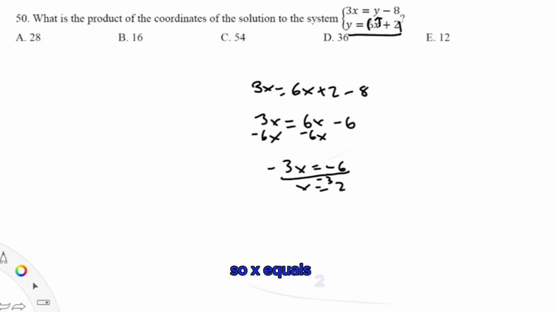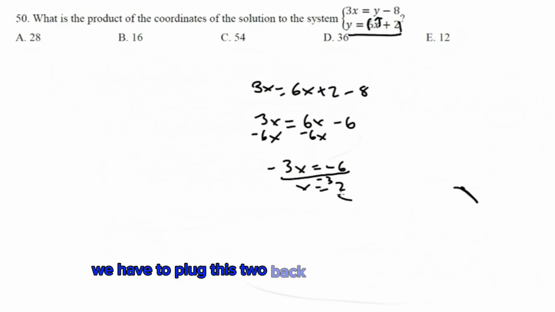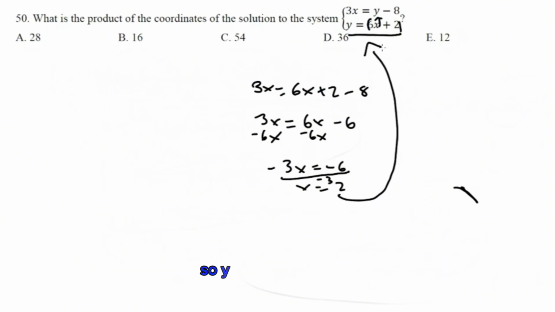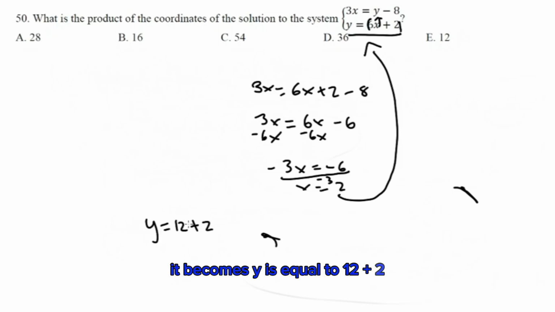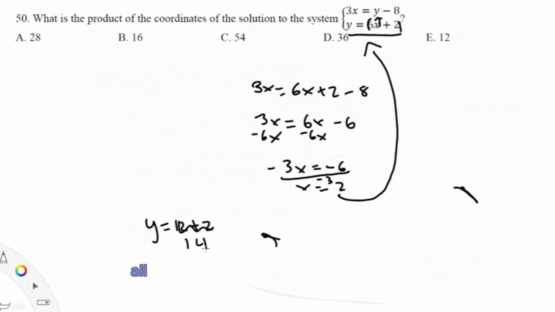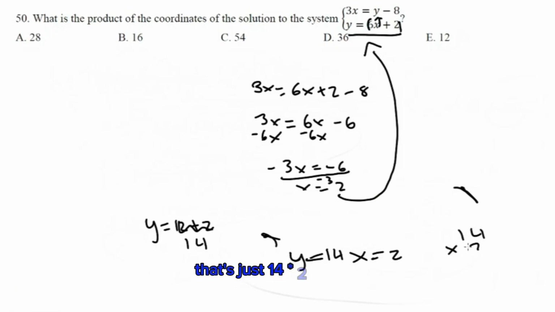So x equals 2. Alright, now what we have to do is plug this 2 back into this first equation, so y equals 6x plus 2, and solve for y. So if y is equal to 6x plus 2 and x is 2, it becomes y is equal to 12 plus 2. y is equal to 14. So all we have to do now is multiply x and y. So if y equals 14 and x equals 2, that's just 14 times 2, which is 28. And that's your answer.